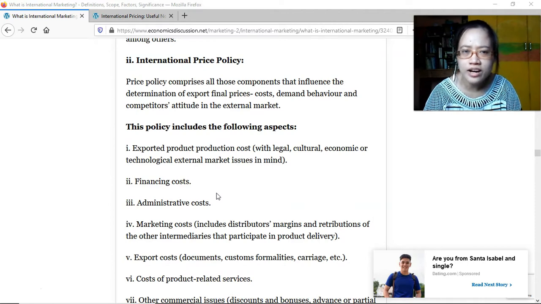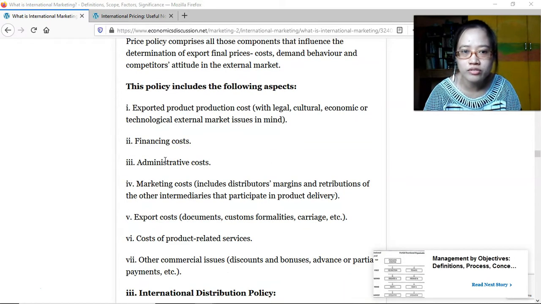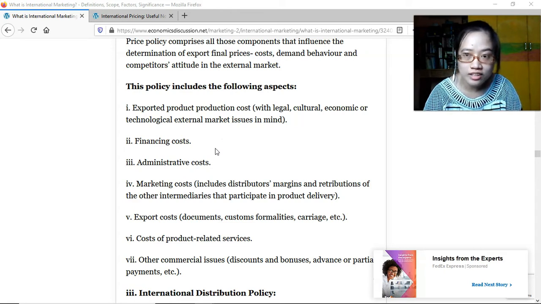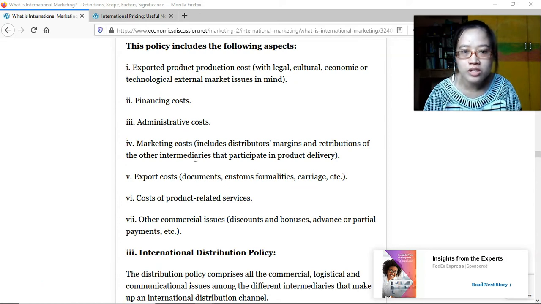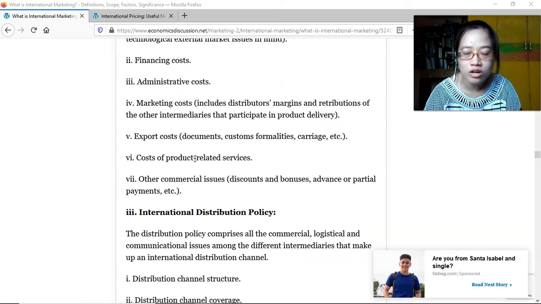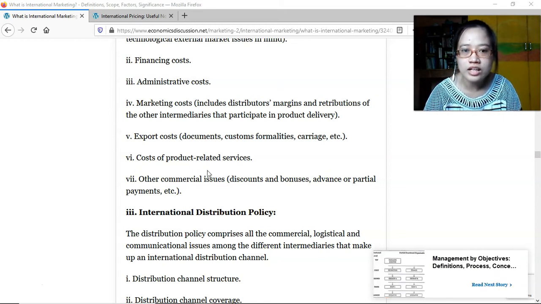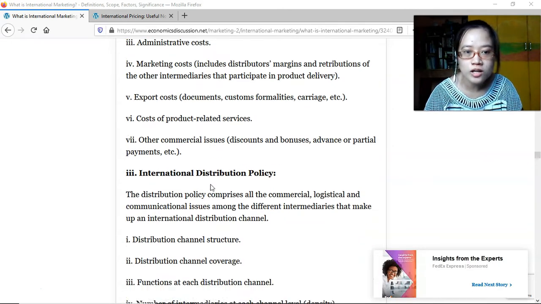Pricing considerations could include the following: exported product production cost, financing cost. If you use borrowings to produce the product, then you have to add in the cost of financing, administrative costs, marketing costs, export costs: documents, customs, formalities, duties, carriage, etc. Costs of product-related services: after sales, customer service, other commercial issues, discounts, bonuses, advance or partial payments.